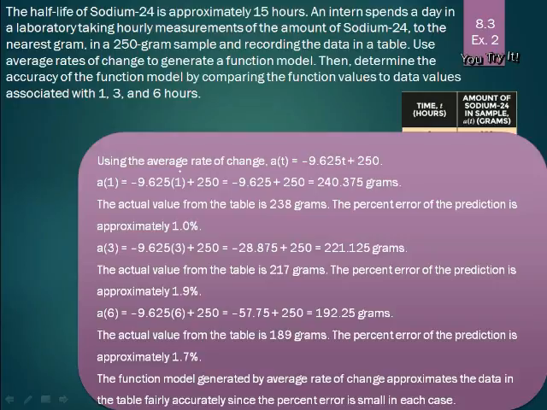The function model generated by average rate of change approximates the data in the table fairly accurately, since the percent error is small in each case.